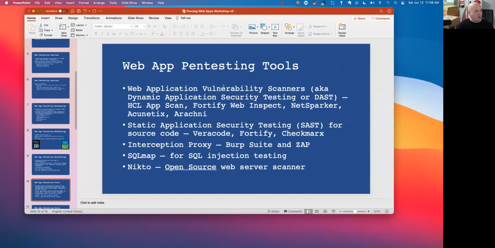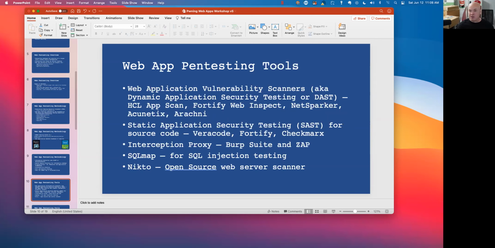And so some different web application penetration testing tools. You've got your dynamic application security testing tools, or DASTs, also referred to as web application vulnerability scanners. And these test the code in action. Then you've got your static code analysis tools, your SAST, that test the code statically, just in the file. With the DAST, you're actually testing things running on the web server. And there are things you can find there that you're not going to find in SAST and vice versa. So it's a good idea to do both of those.